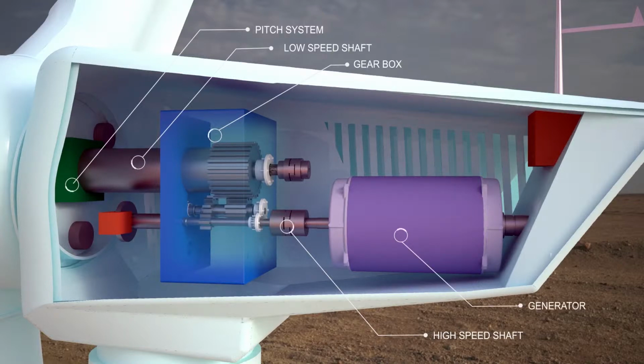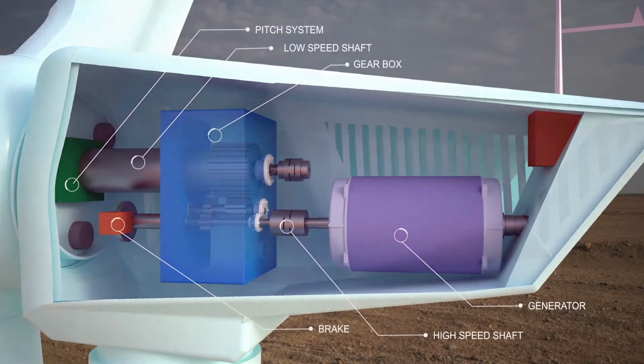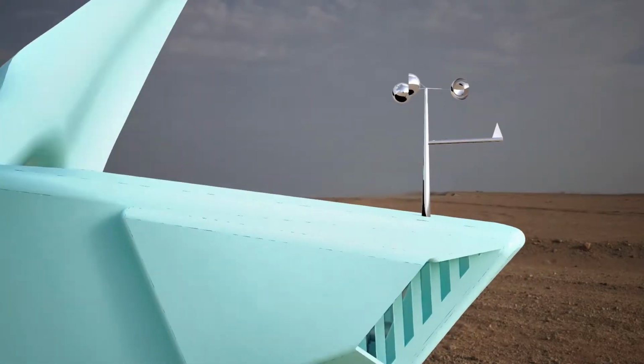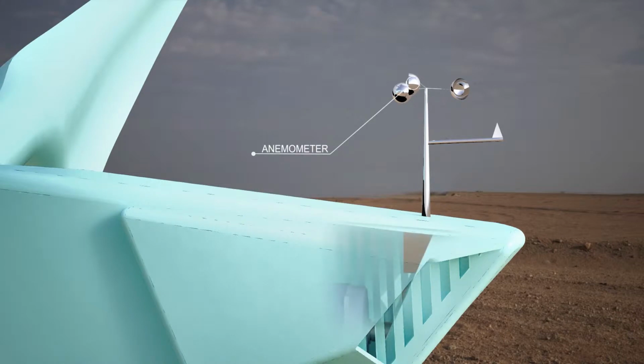Generator: produces 60-cycle AC electricity. It is usually an off-the-shelf induction generator. Brake: stops the rotor mechanically, electrically, or hydraulically, in emergencies. Anemometer: measures the wind speed and transmits wind speed data to the controller. Controller: starts up the machine at wind speeds of about 8 to 16 miles per hour and shuts off the machine at about 55 miles per hour.